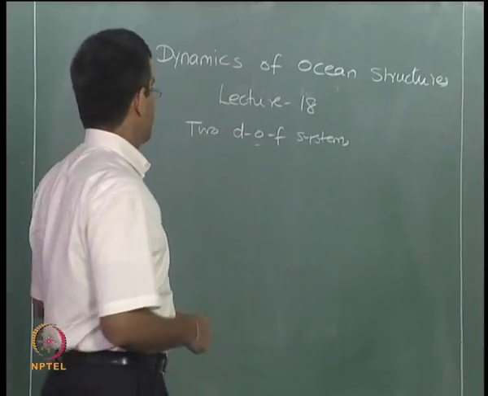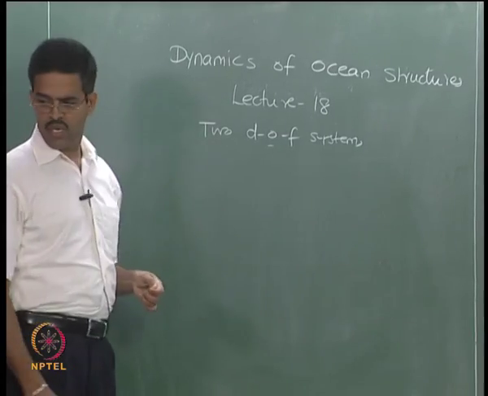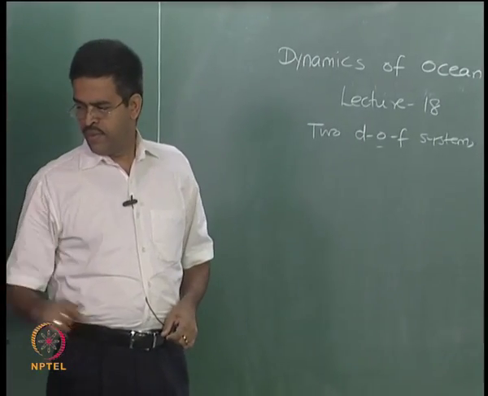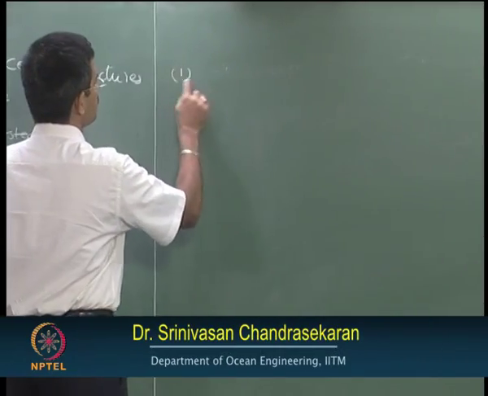So today we will discuss some examples on 2-degree freedom system models. We will write down the equations of motion and try to solve them. So as a first example, we will take up this problem.